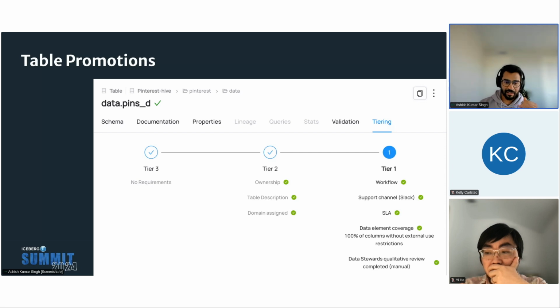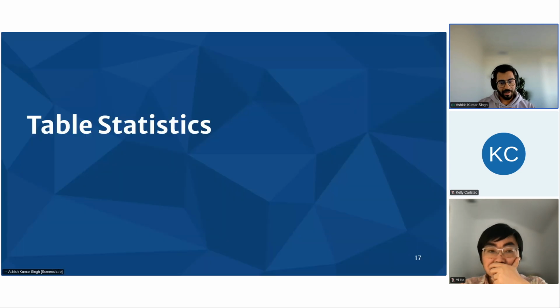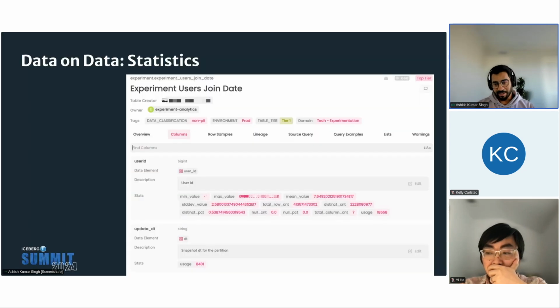And once it gets to the tier one status, all the value added services kick in. And a bunch of those value added services are actually powered by Iceberg. One of those is table statistics. A lot of times, I'm sure you all have also run into this, but what we try to do is, okay, we have to use a table.